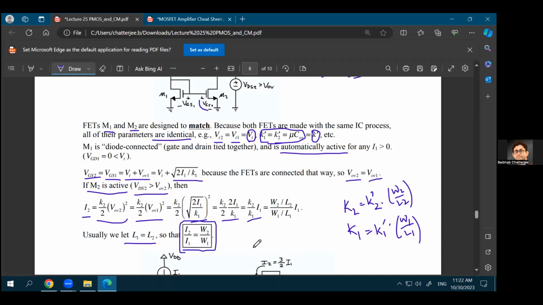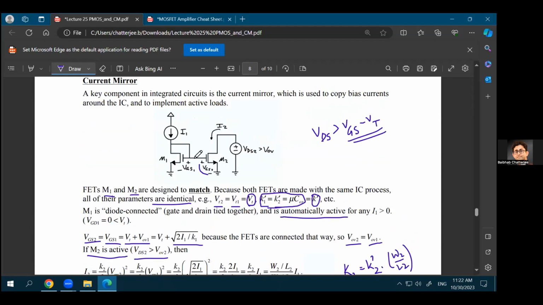I2 over I1 becomes W2 over W1. So that's what we solved for this particular circuit, that I2 over I1 is just the ratio of the widths of the transistors. If the widths are equal, you get the exact same amount of current. That's what we said initially, that if the aspect ratios are the same for these two transistors, the currents will be the same for I2 and I1.